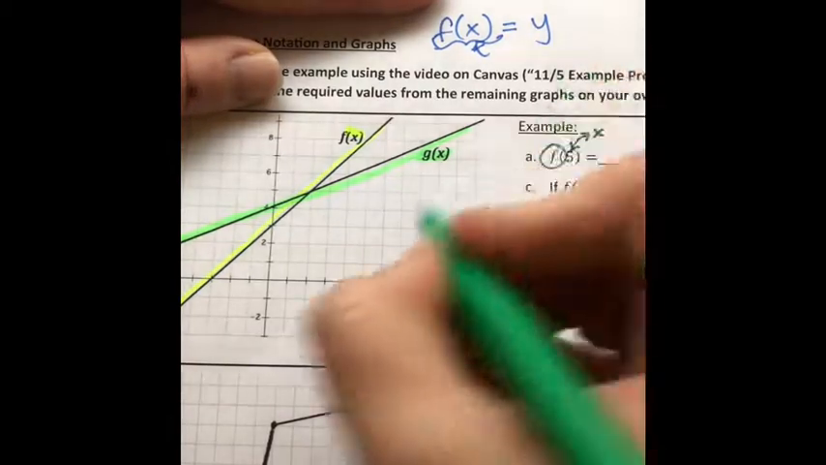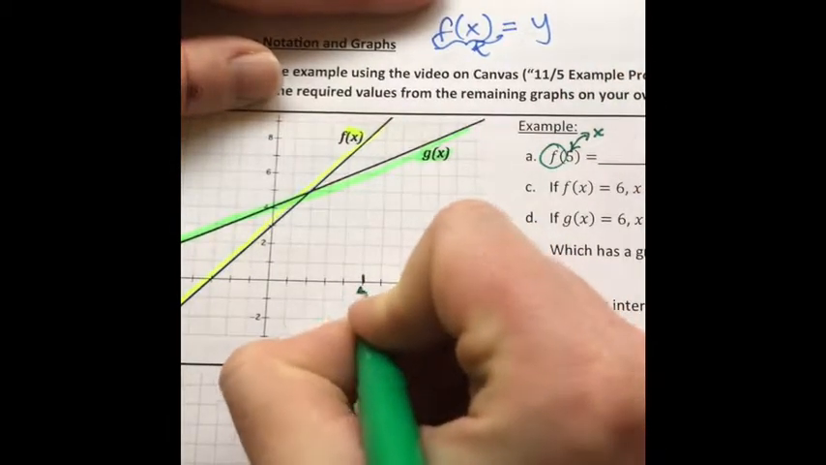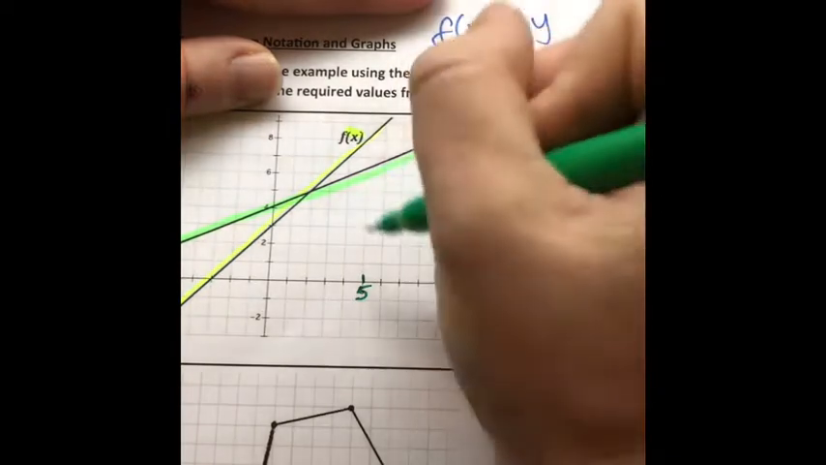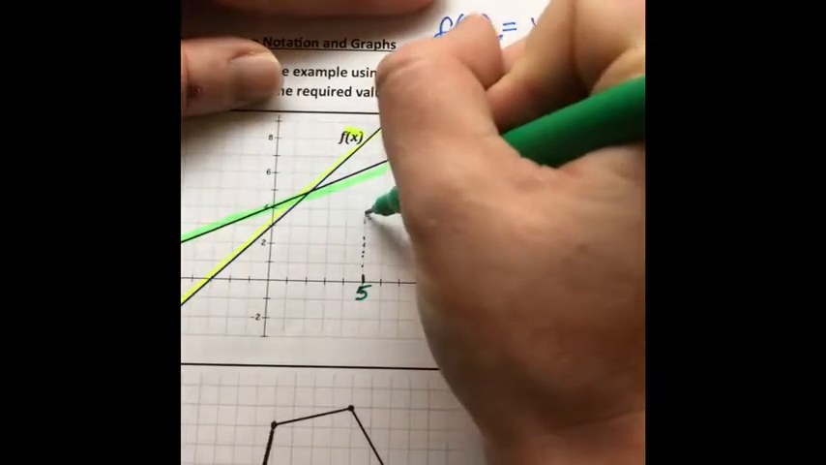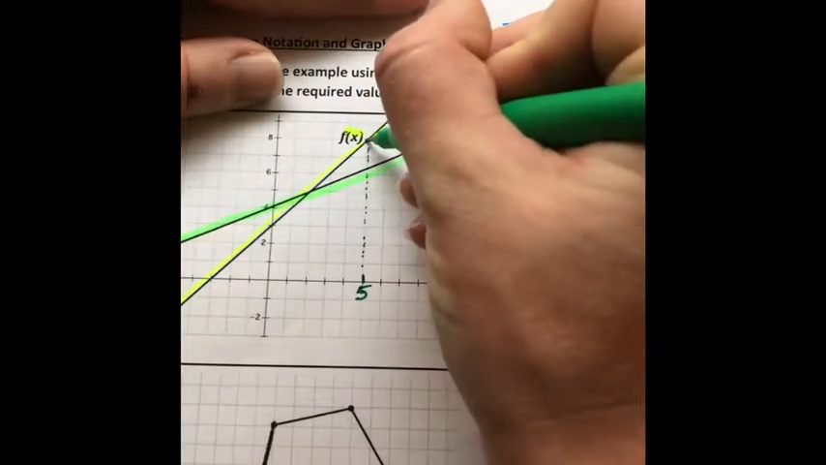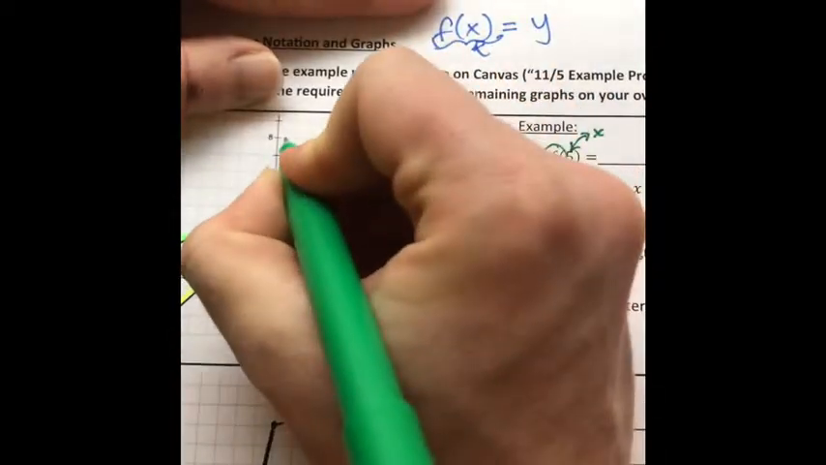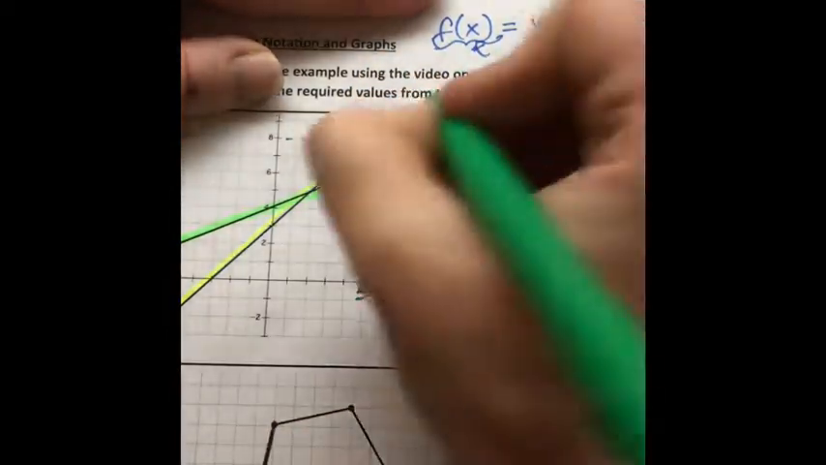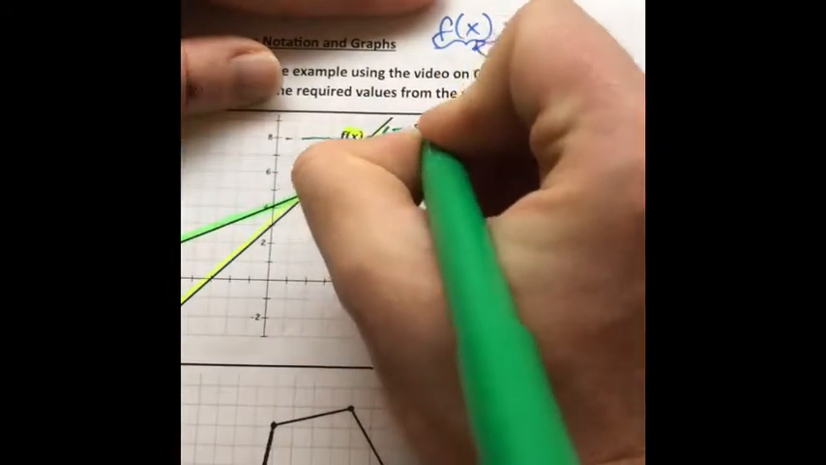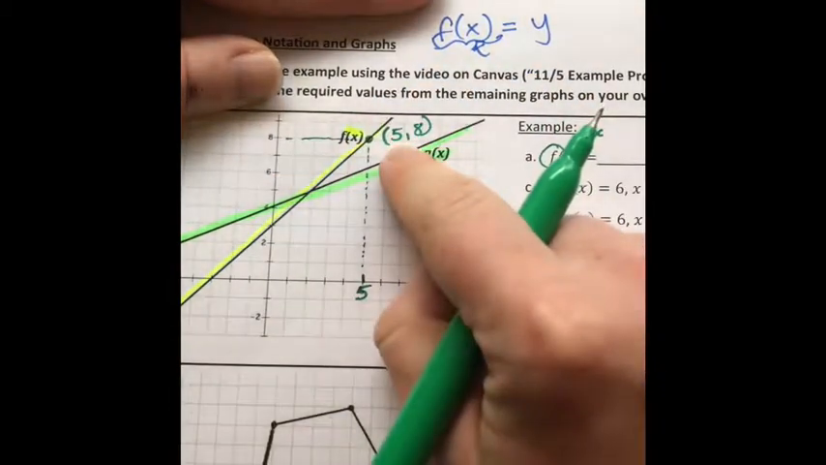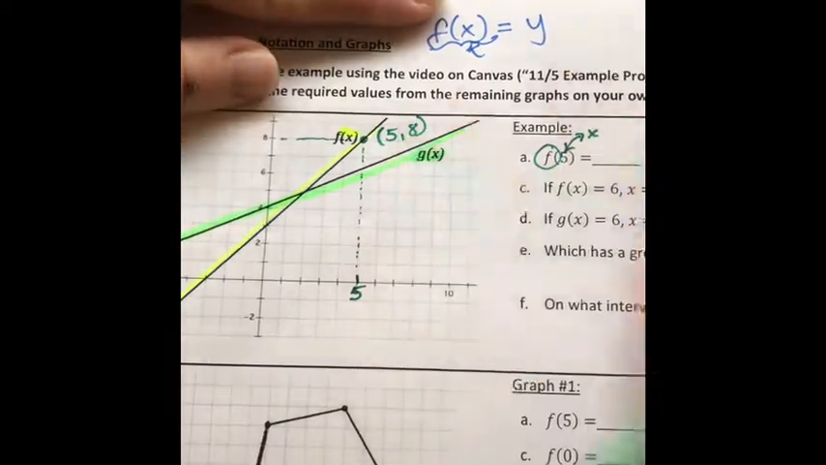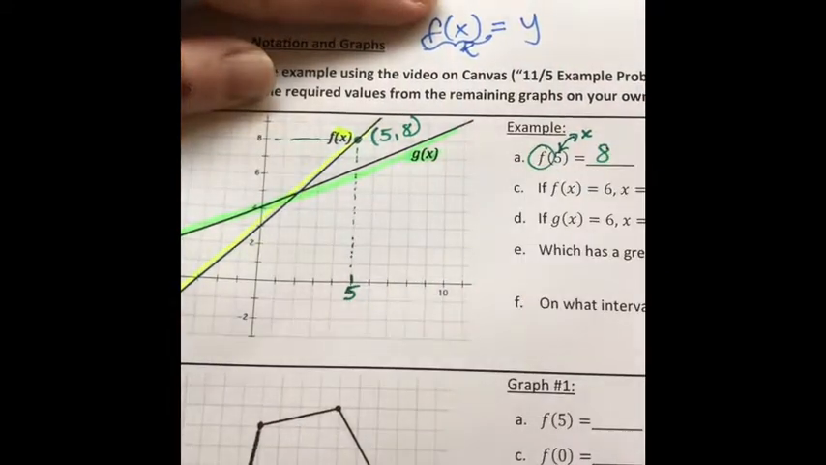So I find the x value 5. Here's the x value 5. And I'm going to go vertically upwards until I hit the graph. I intersect it right here, and when I carefully check the y value of that point, it turns out to be 8. So when my x value is 5, my y value is 8.